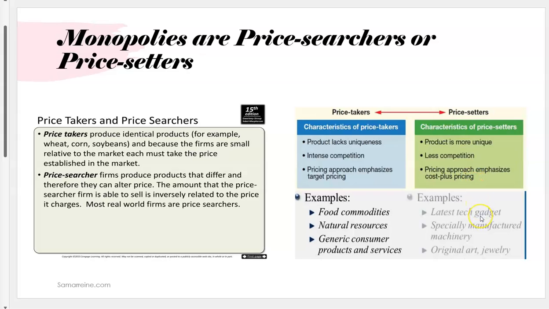So, for instance, latest tech gadgets, specially manufactured machines, original art or jewelry versus commodities, natural resources, generic consumer products and services. You see, one is flat and indistinguishable and one stands out and has a personality and you can price it differently from the rest. So this is how they compare. A monopoly is a price searcher, so are oligopolies, so is monopolistic competition, with the exception of perfect competition, which is a price taker, and we compare to it because this is really what we're doing this entire chapter.